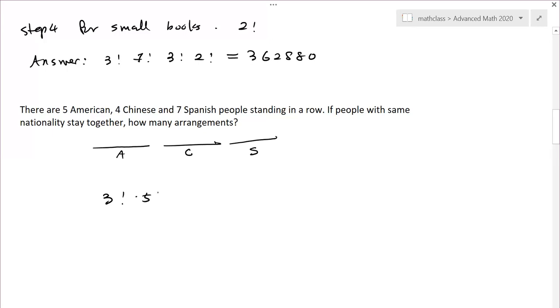Then for the Americans, you have 5 factorial permutations among the 5 Americans. Among the Chinese, you have 4 factorial permutations. Then for the Spanish, it's 7 factorial. So you do all the computations and simplify, using a calculator if you can. The answer is 720912000. Wow, this many different arrangements.